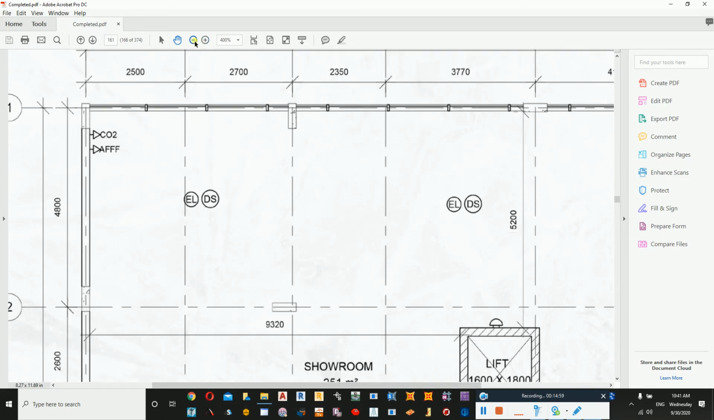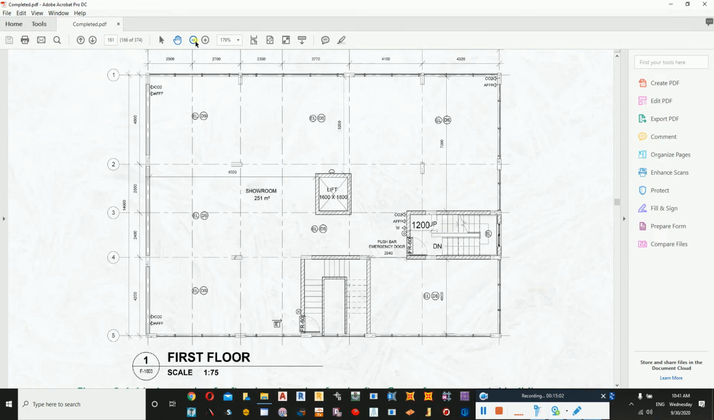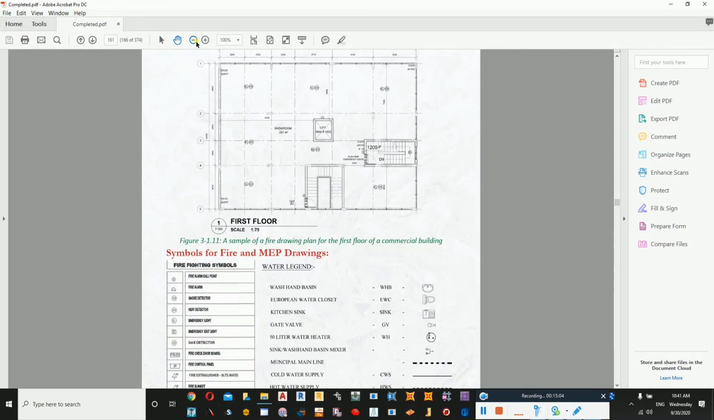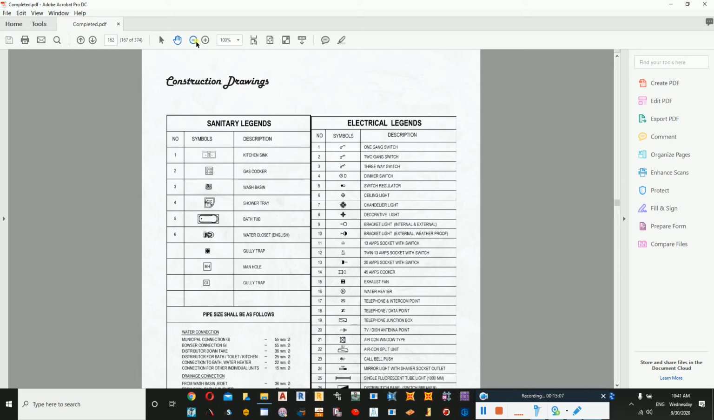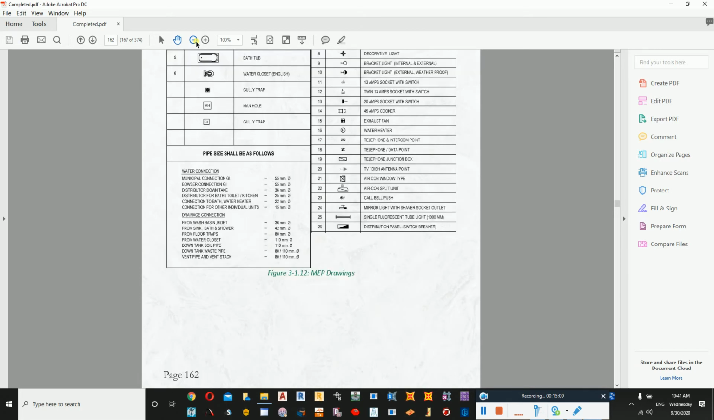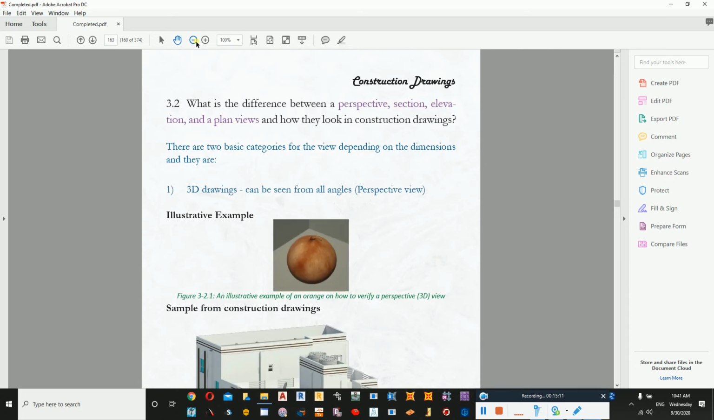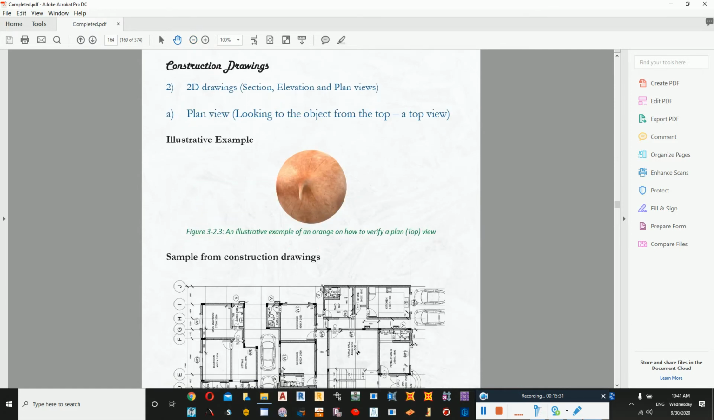Now these are the basic drawings that we normally deal with when it comes to construction. These are some samples of the different types of drawings which are normally going to be in the drawing itself. And as I told you, I'll attach the samples of each and every drawing.